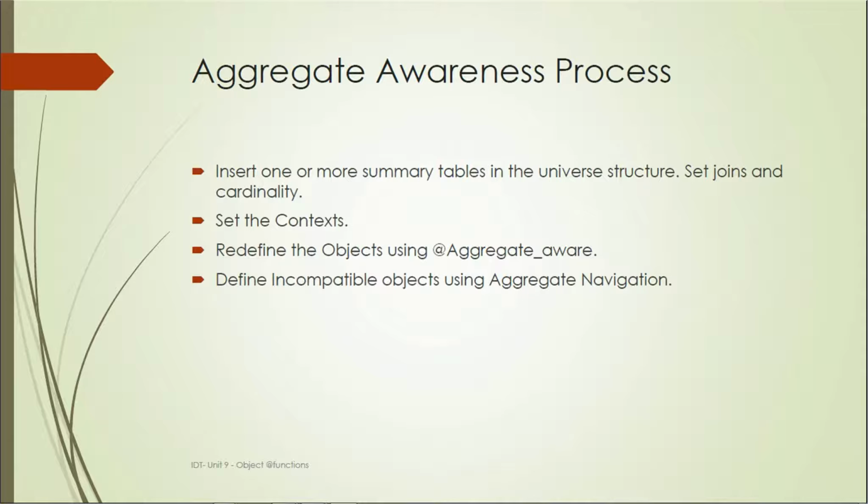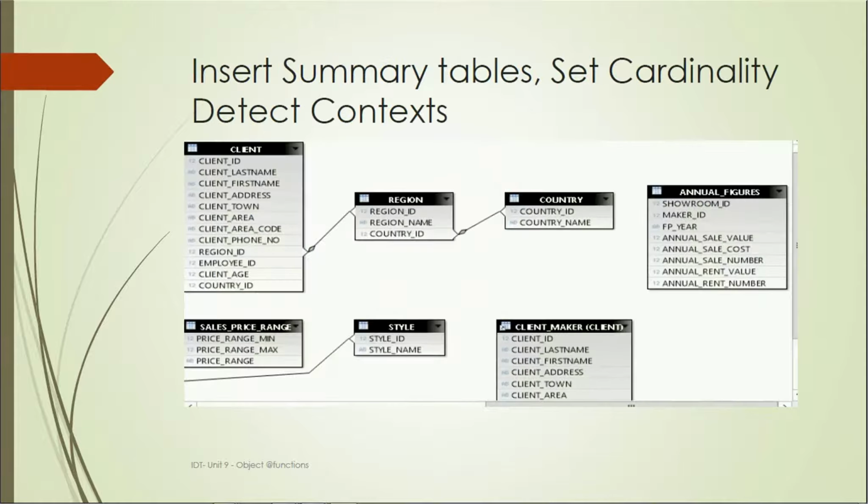Now, how can we apply the aggregate awareness process in the Information Design Tool? The first step is to insert one or more summary tables in the universe structure. We need to set the joins and cardinality. Then we need to detect the contexts and accept them if there are any, and then redefine the objects using aggregate aware syntax, meaning we apply the aggregate aware function. The last step is defining incompatible objects using aggregate navigation. Let's see the different steps one by one.